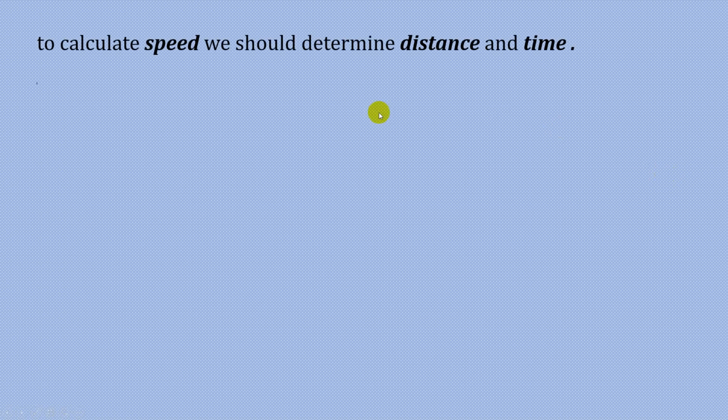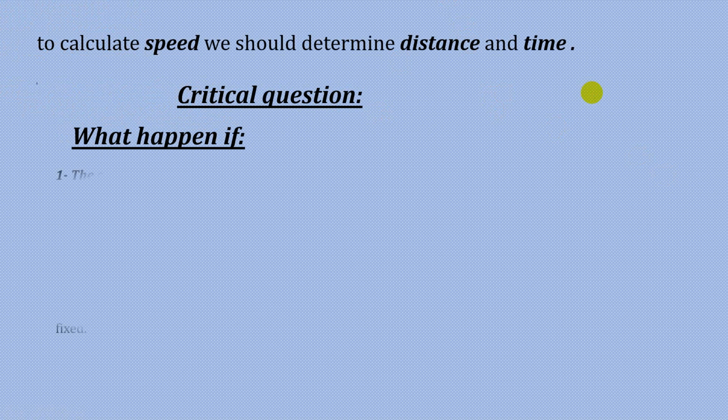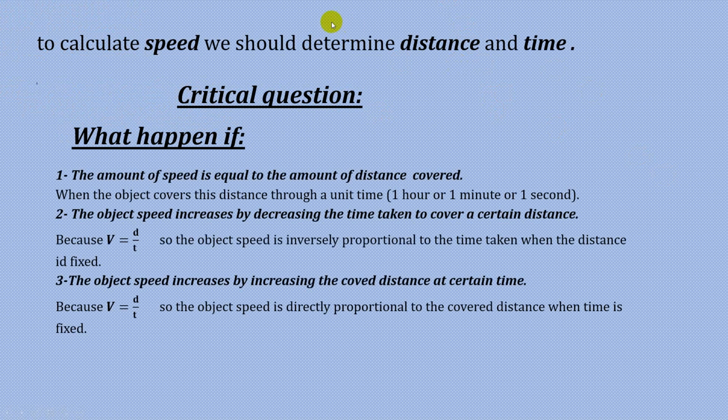So, to calculate speed, we should determine two things, distance and time. Okay, let's have some questions. Number 1. What happens if the amount of speed is equal to the amount of the distance covered? It means the amount of speed is equal to the amount of distance. Let's explain this.